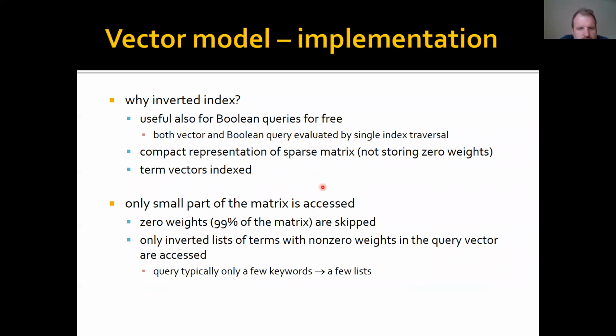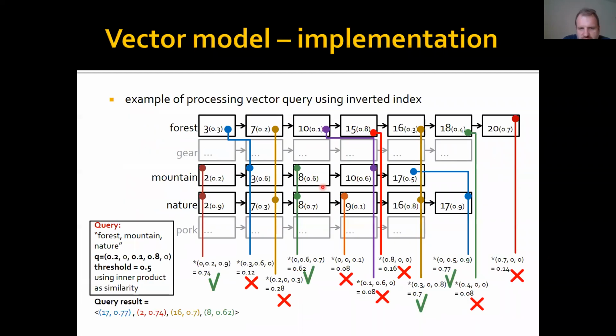We have also the Boolean queries for free using this inverted file, because we have basically the same information. We have more information for the vector model, but we can also induce the Boolean information, because everything that is stored here is basically appearing in the document. So the presence of the term is true. So we can also use this for Boolean queries.